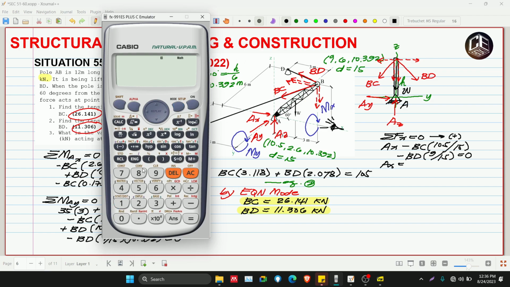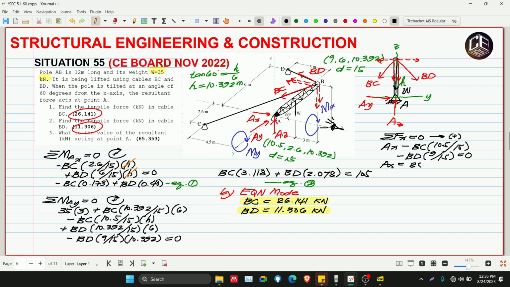So, BC. Ano ba ang BC natin? 26.141. Then multiplied by 10.5 over 15. And then, ipag-add na lang natin kasi parehas naman ng negative. Or kung nalito kayo, pwede nyo namang laging negative dito, then minus. Okay lang din naman yun. 11.306 multiplied by 9 over 15. Okay, negative 25.08. Yes, negative siya kasi di pa natin kinuha yung mismong x, no? Ayan. Positive na yan. 25.08 kilonewton. So, positive siya. Ibig sabihin, tama yung ating direction na na-assume.